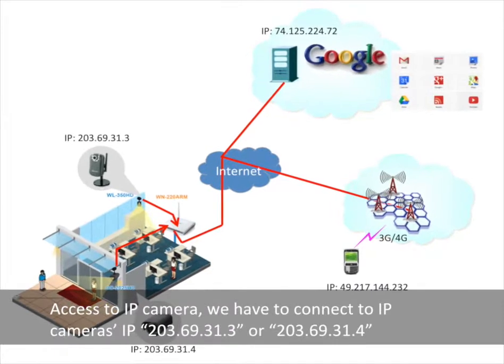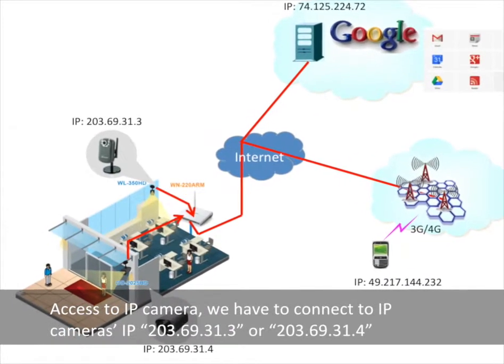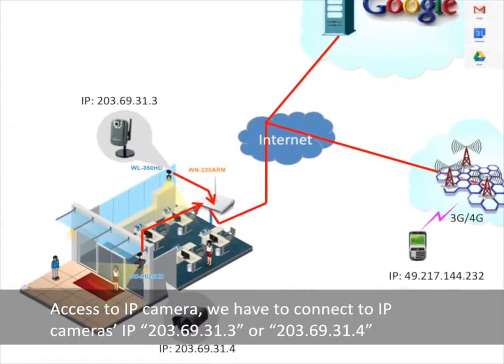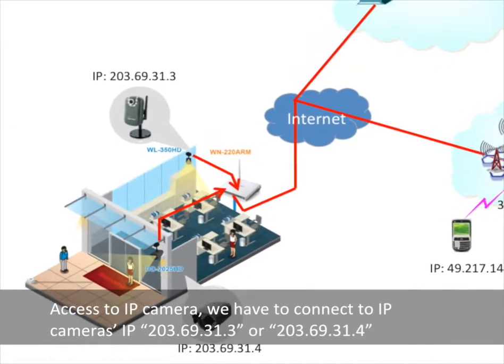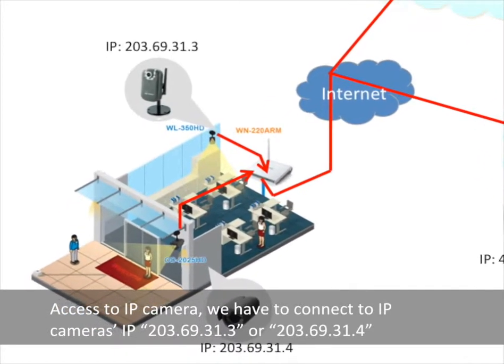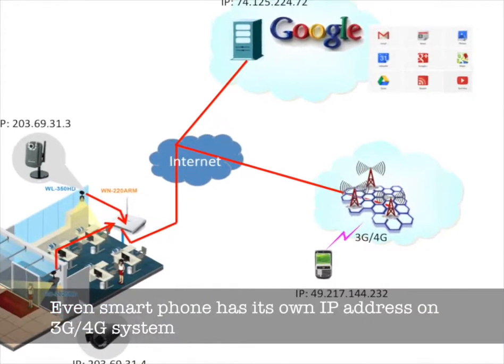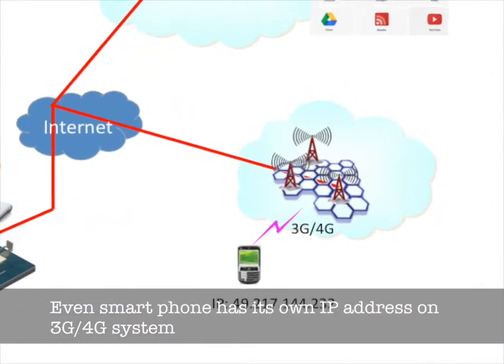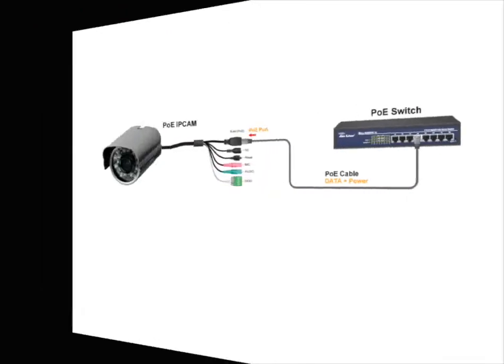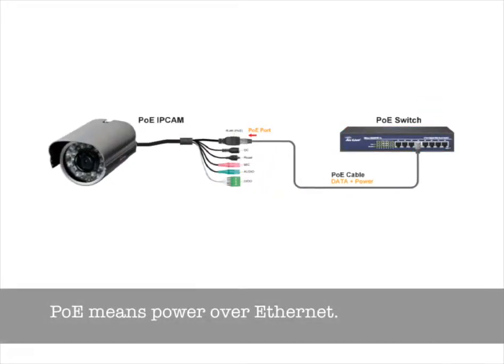Access to IP camera. We have to connect to IP camera's IP 203.69.31.3 or 203.69.31.4. Even smartphone has its own IP address on 3G, 4G system. PoE means Power over Ethernet.